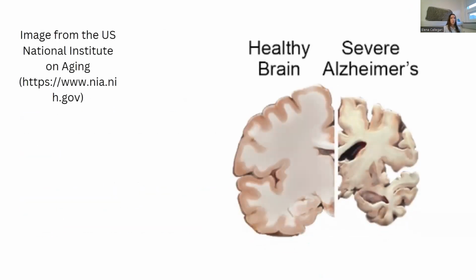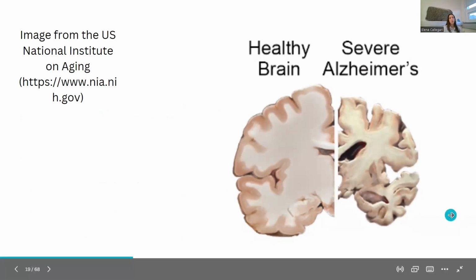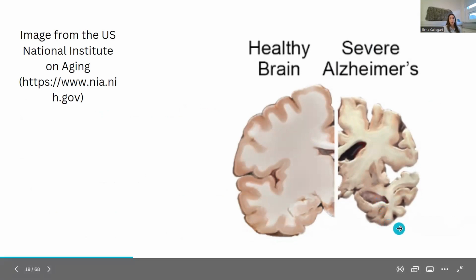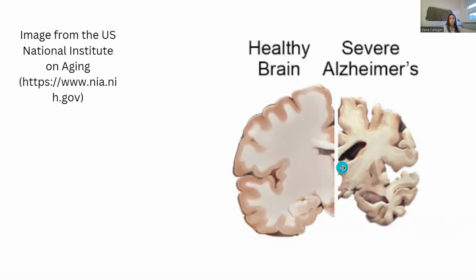So this is a very famous picture that is comparing the brain of a healthy individual to the brain of a person that has severe Alzheimer's disease. And you can see that there is a very noticeable difference in volume between the healthy brain and the Alzheimer's brain. And this reduction in volume is very clear if you look at the ventricles, so the empty spaces in between the folds of the brain. You see that in the case of a person that has Alzheimer's disease, those empty spaces are much, much larger than what we see in the healthy brain on the left.